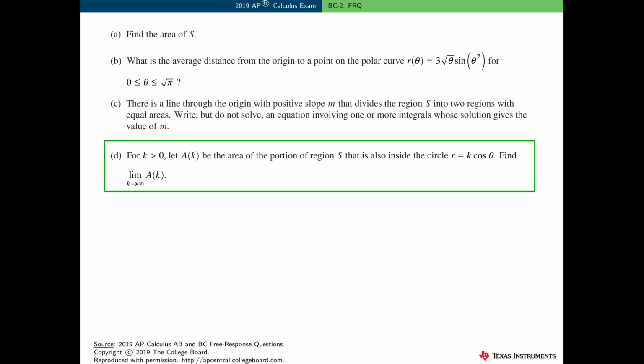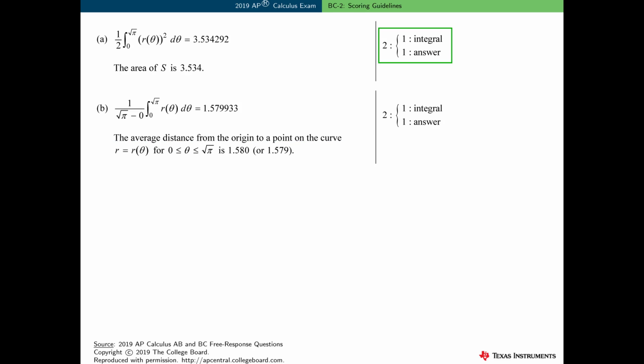And finally, in Part D, A of k is defined to be the area of that portion of S that lies inside the circle r equal k times the cosine of theta. And we need to find the limit as k goes to infinity of A of k. Part A was worth 2 points.